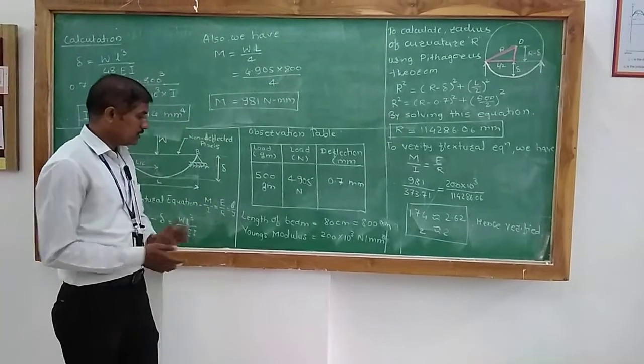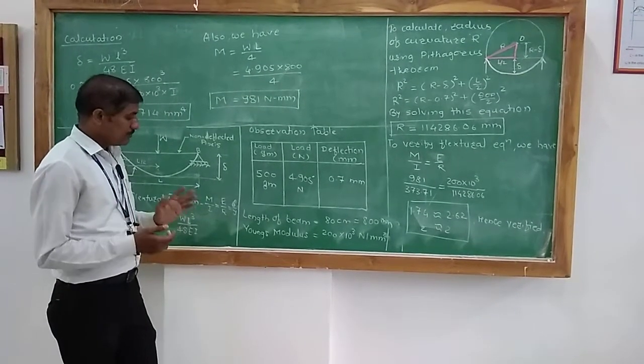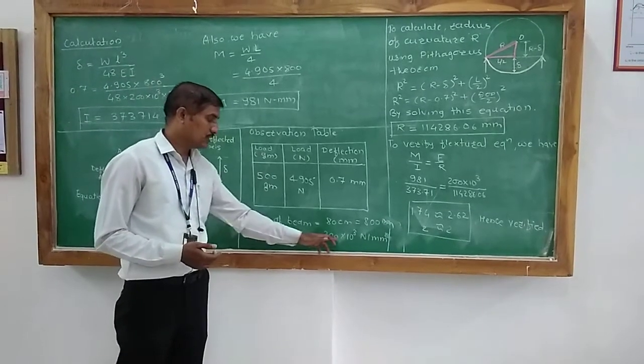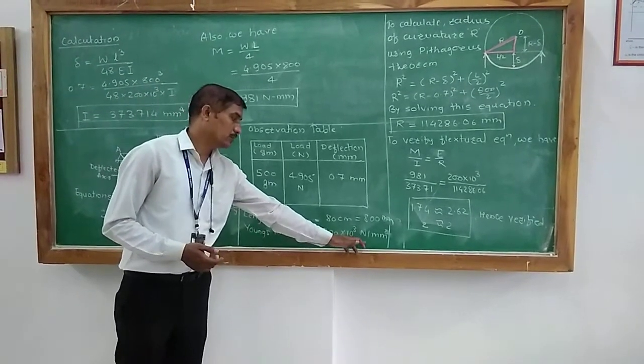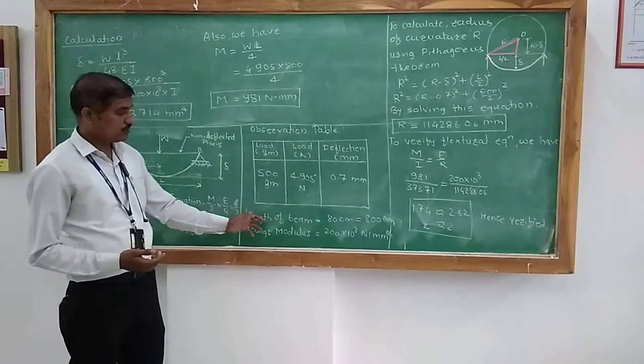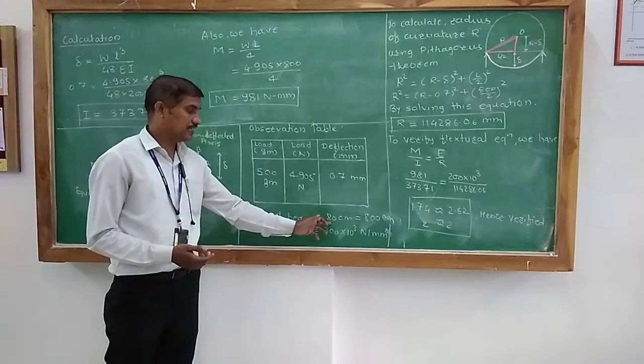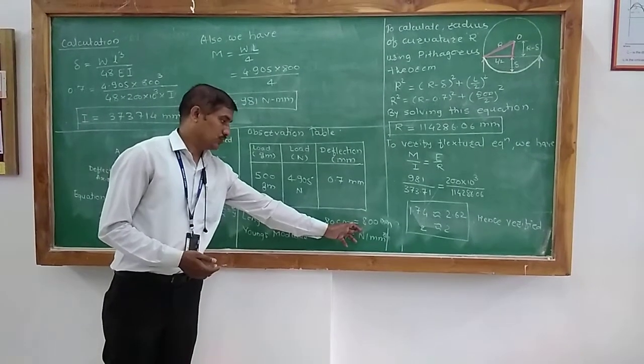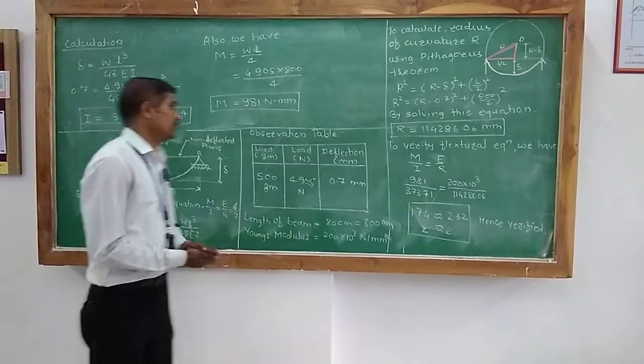Also from the given material, that is mild steel, we have the Young's modulus for mild steel, that is of 200 into 10 to the power of 3 Newton per mm square, and the length of the beam cross section is about 80 centimeter, that is converted into millimeter for our sake of calculation. So that is 800 millimeter.